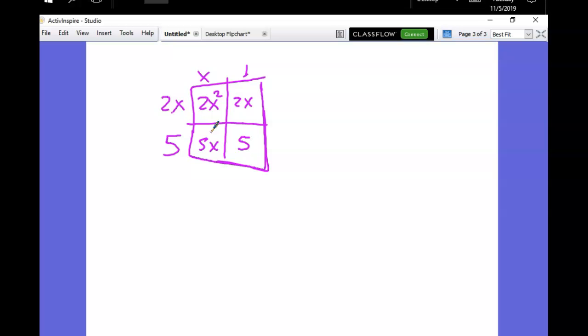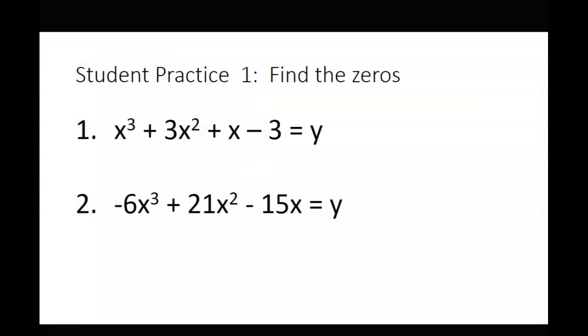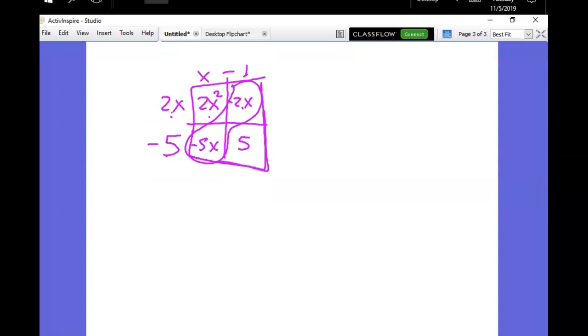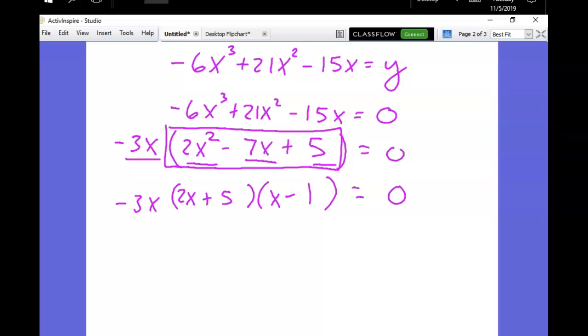If it's negative, they both need to be negative. And if those are both going to be negative, then these should both be negative. 2x times x makes 2x squared. That makes negative 2x. That makes negative 5x. And that makes positive 5x. And this makes the negative 7 that we need. So we're good. I would agree with what Nicole said. The only thing is I'm just going to change her plus 5 to a minus 5.